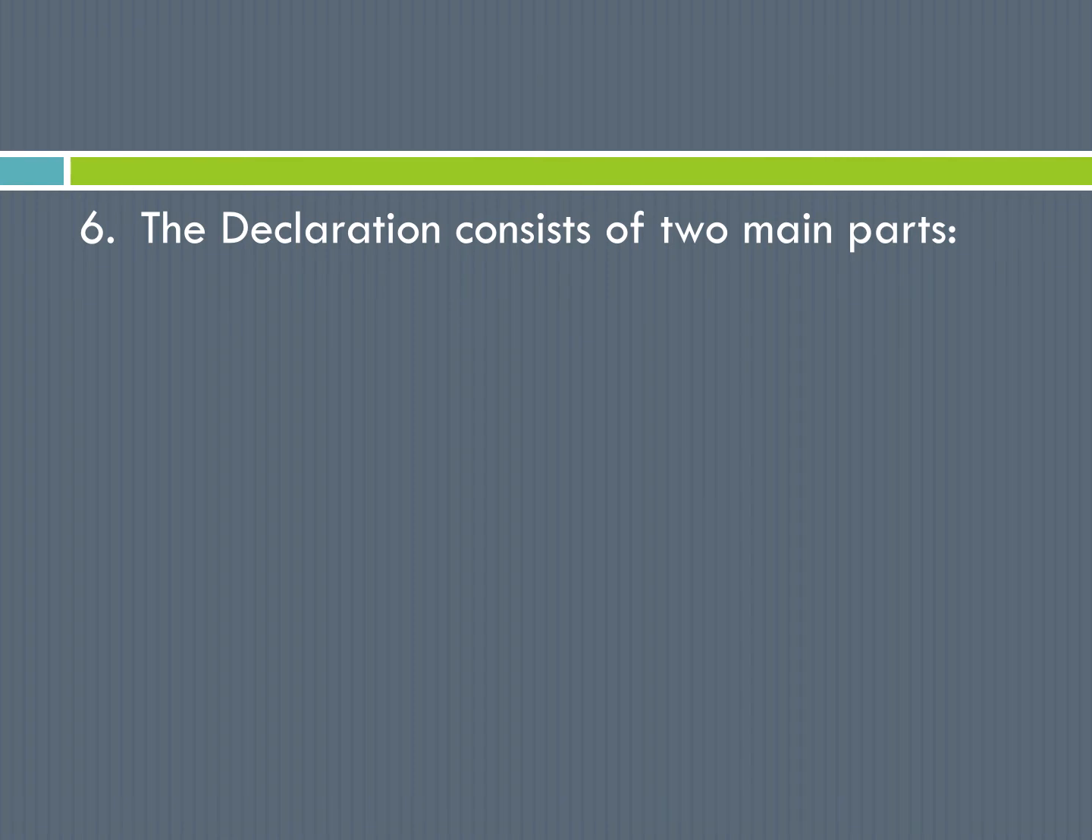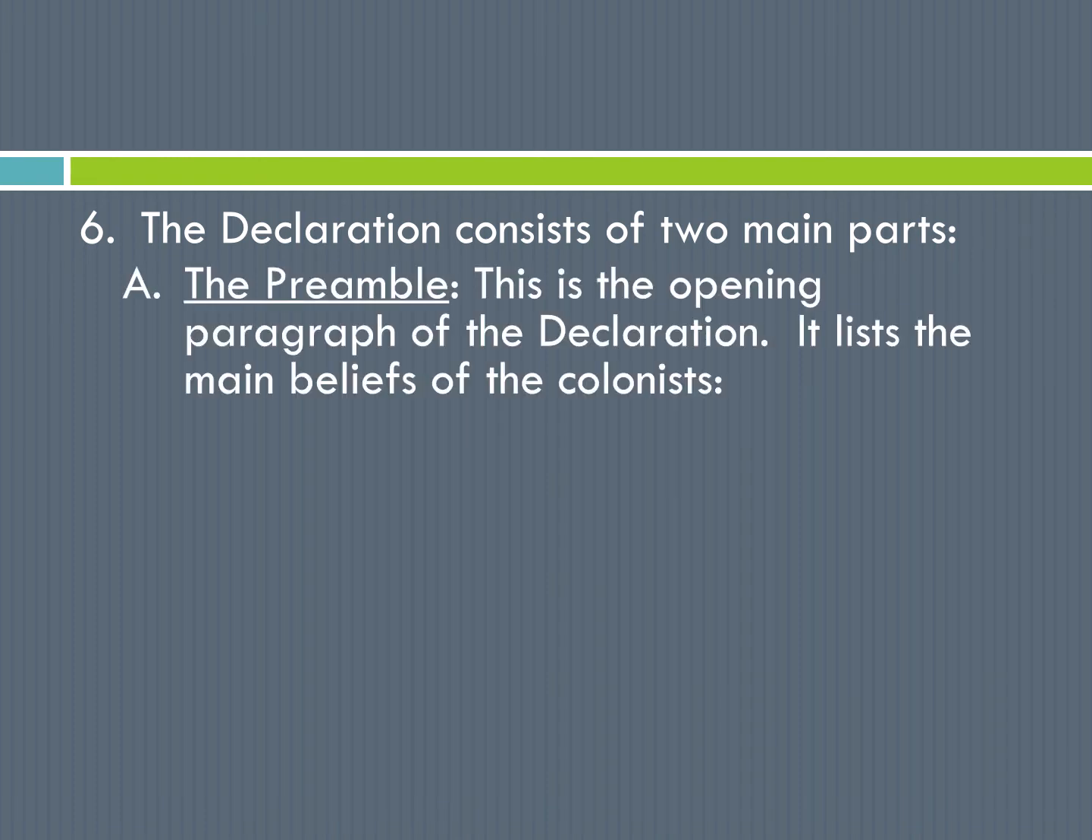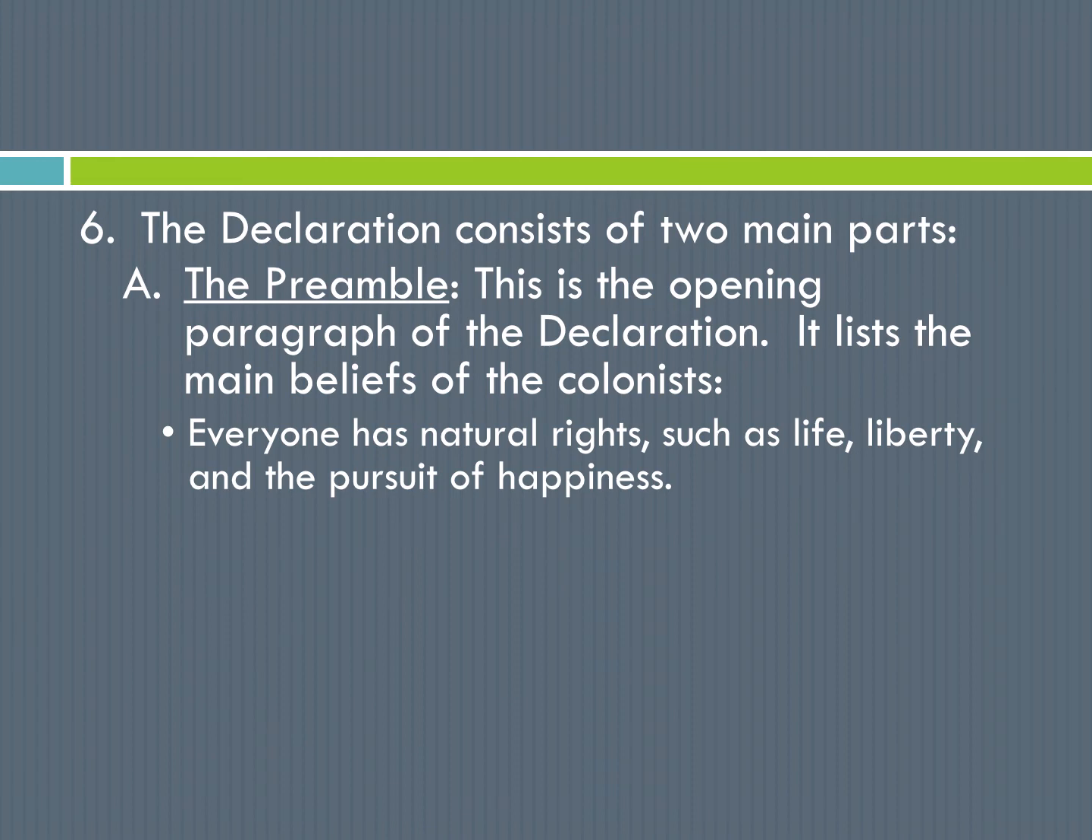So what does the Declaration actually say? Well, there are two main parts. The first part, and the part that most people are familiar with, is what's called the Preamble. It's the opening paragraph of the Declaration, and it lists the main beliefs of the colonists. It says everybody has natural rights, such as life, liberty, and the pursuit of happiness.